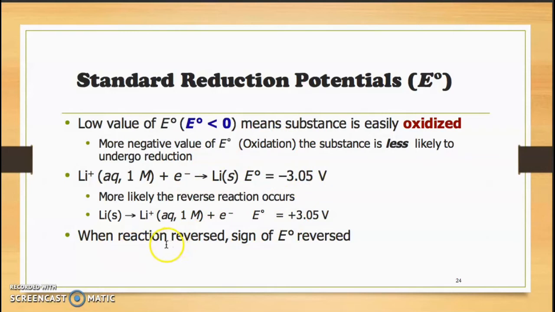When a reaction is reversed, the sign of the SRP reverses. Look at this: if this one is the oxidation and the first is the reduction, negative. If you reverse the product to the reactant, the value of the SRP also reverses its sign.